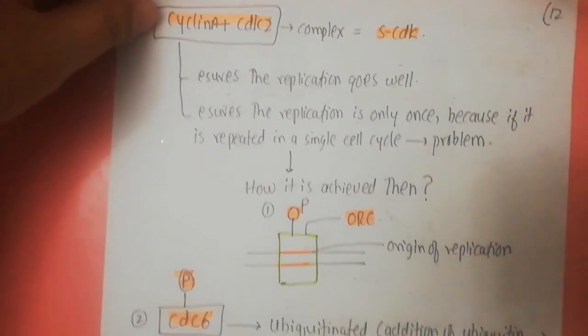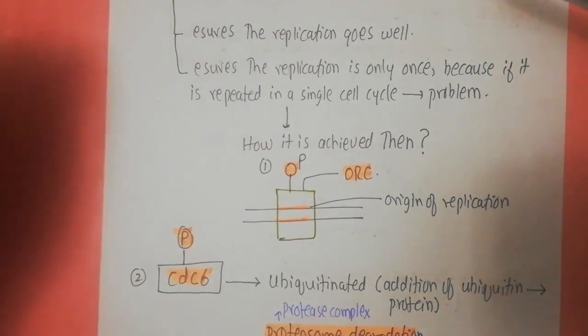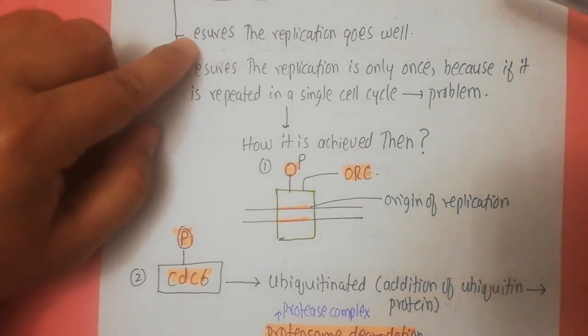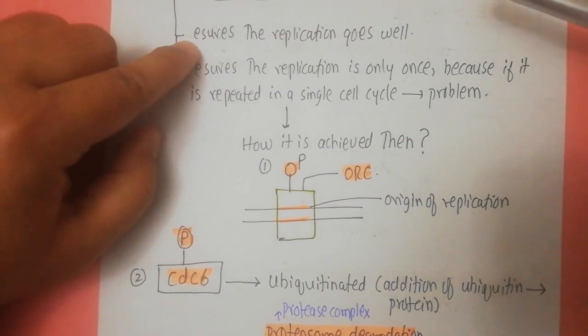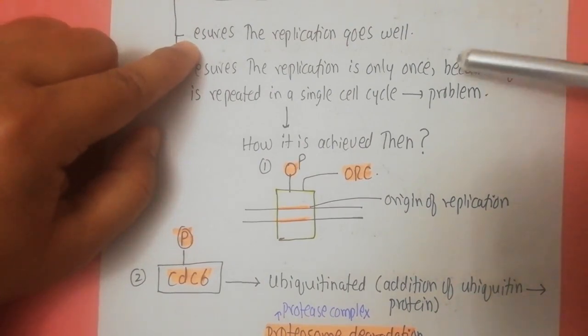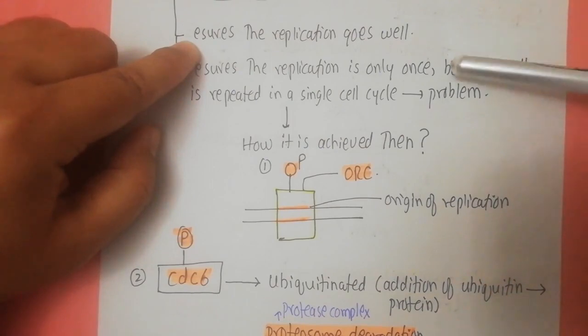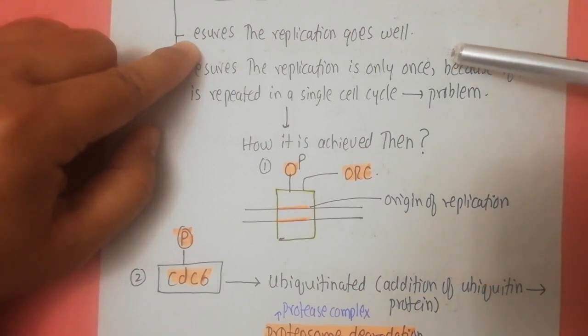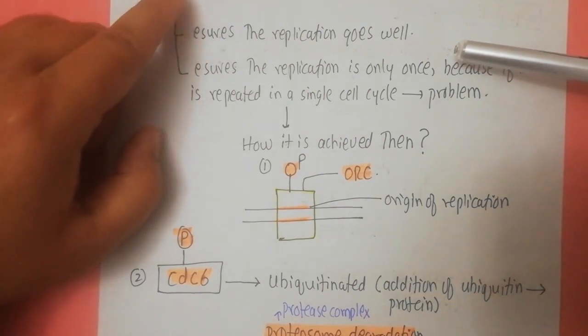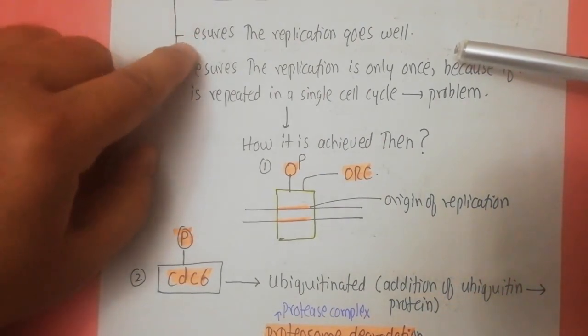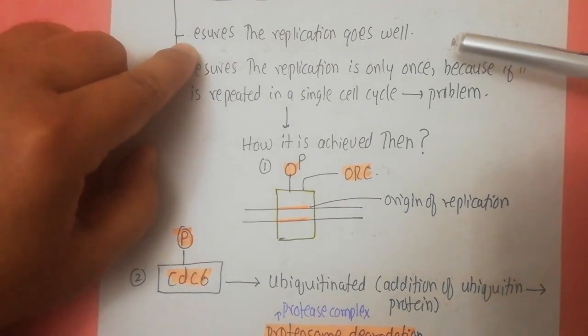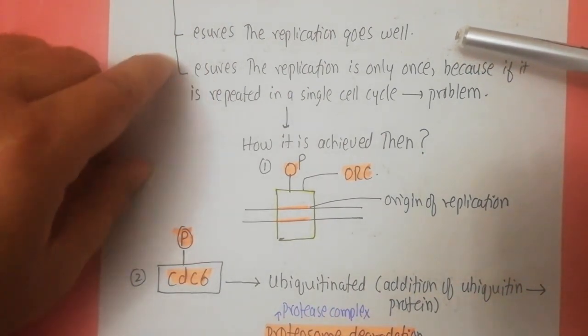Now what is this complex going to do? This complex is going to ensure that the DNA replication goes well. By that I mean that you are replicating each and every nucleotide of your genome. You are not even missing a single nucleotide. That means the cyclin A-CDK2 complex is ensuring that the replication goes well.